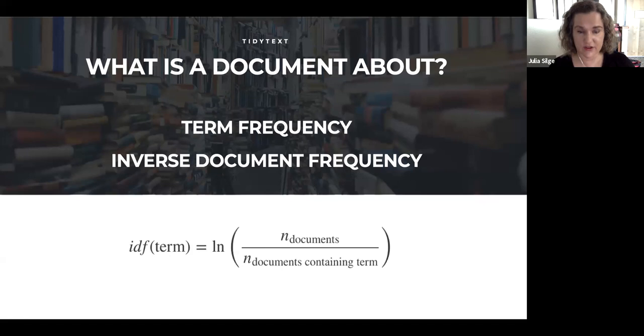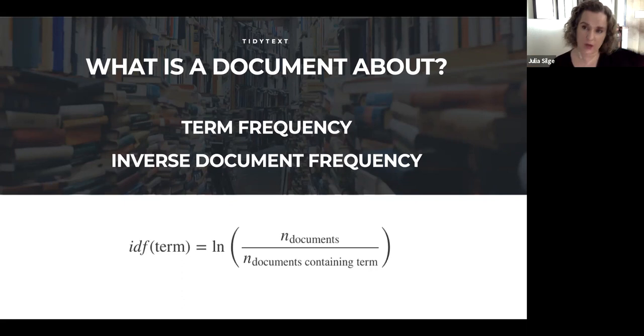The term frequency is just counting again, like how many times a word is used in a document. And inverse document frequency is the natural log of a ratio: the ratio of how many documents you have in a group of documents over how many documents use some term. So if you have some word that is used in all your documents, like in English the word the or of, then that ratio is one and the natural log of one is zero. And so that gets weighted down.